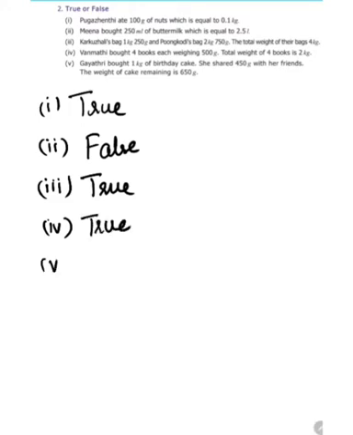Then fifth one, Gayatri bought 1 kg of birthday cake. She shared 450 gram with her friends. The weight of cake remaining is 650 gram. No, that is 550 gram. So that one is false. So first one is true, second one is false, third one is true, fourth one is true, and fifth one is false. Let me see the next sum.